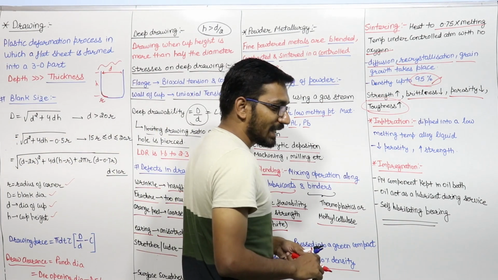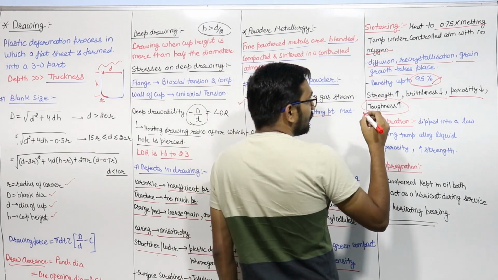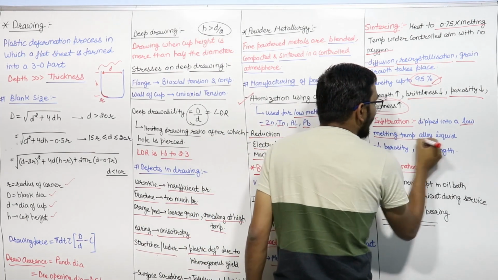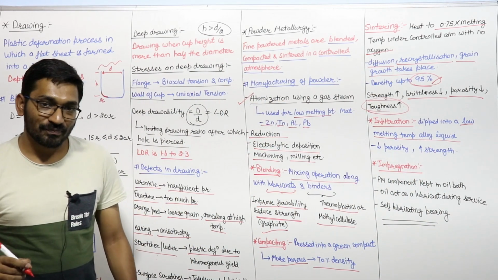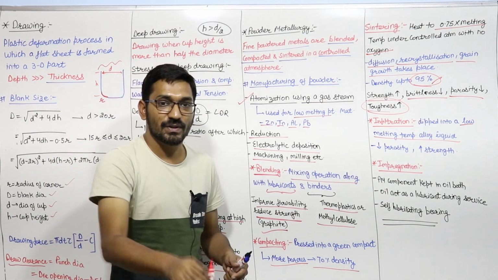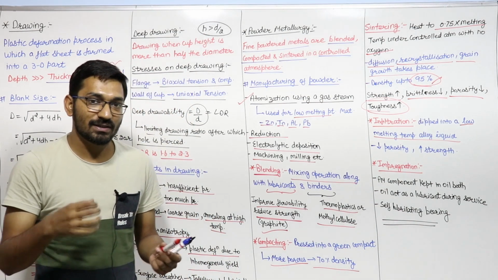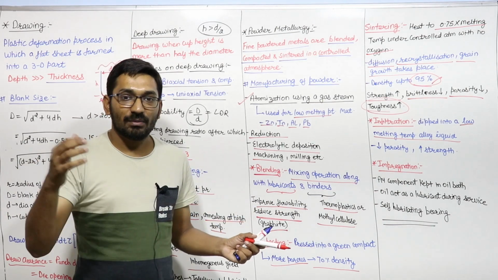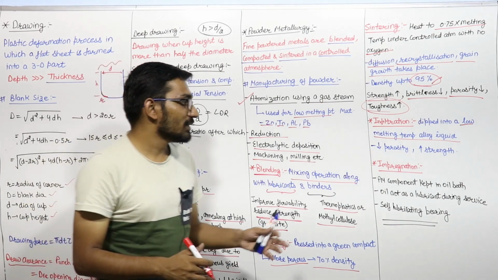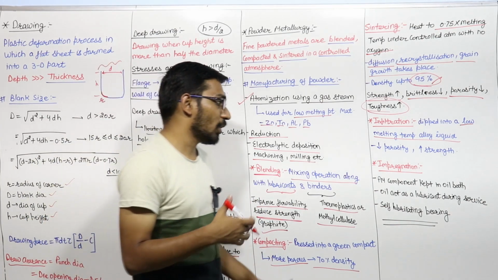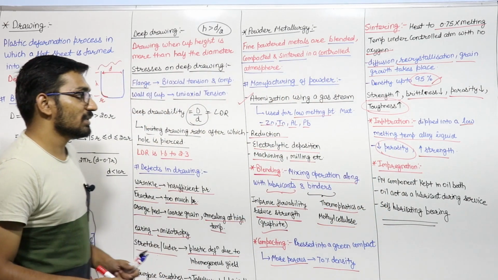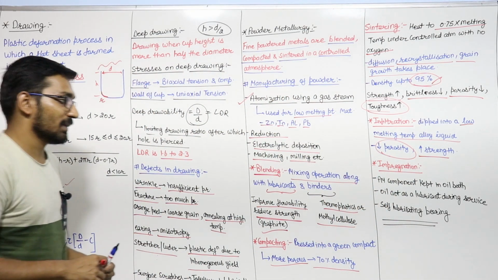One is infiltration. In infiltration, we dip this product into a low melting temperature alloy. We have a low melting temperature alloy in liquid form. We dip this powdered product into it, and because of capillarity, this alloy enters into the pores, and the strength of the product increases and the porosity decreases. This process is known as infiltration.